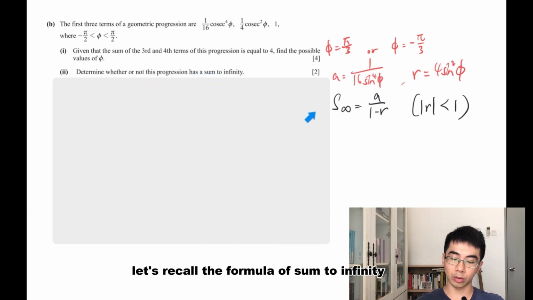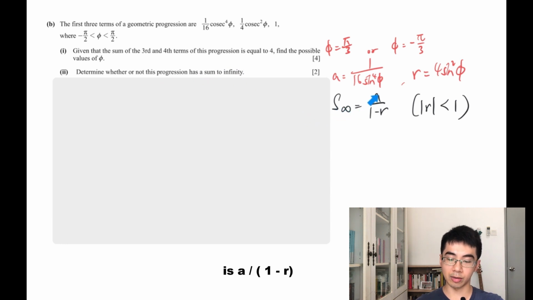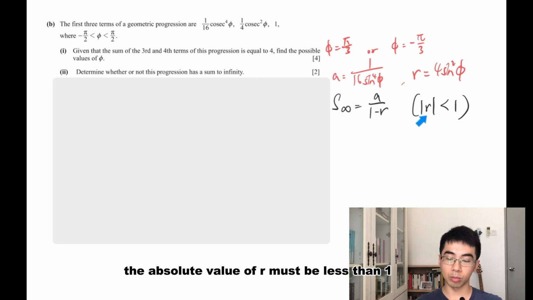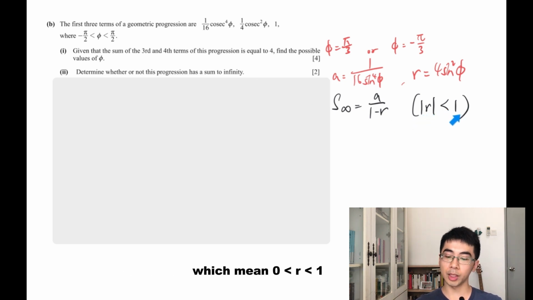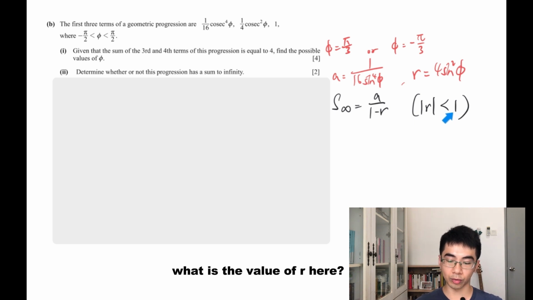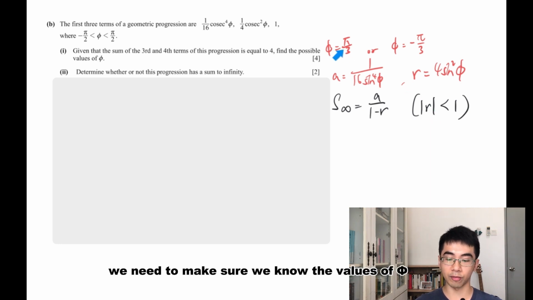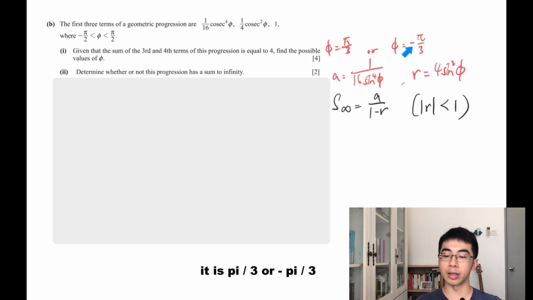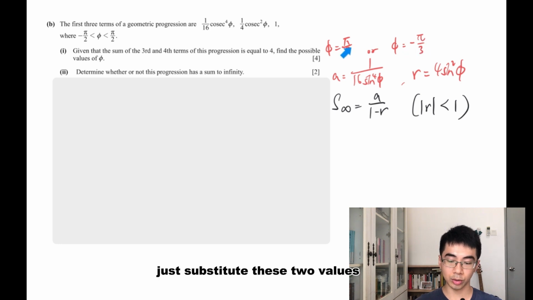Let's recall that the formula for the sum to infinity is a divided by 1 minus r. But very important, the absolute value of r must be less than 1, which means r can be between 0 and 1 or between 0 and negative 1. But what is the value of r here? We just find it and we can determine. Before we find r, we need to know the values of phi, which we found in part 1: pi over 3 or negative pi over 3. So we just substitute these two values. Remember, both of them should be substituted.